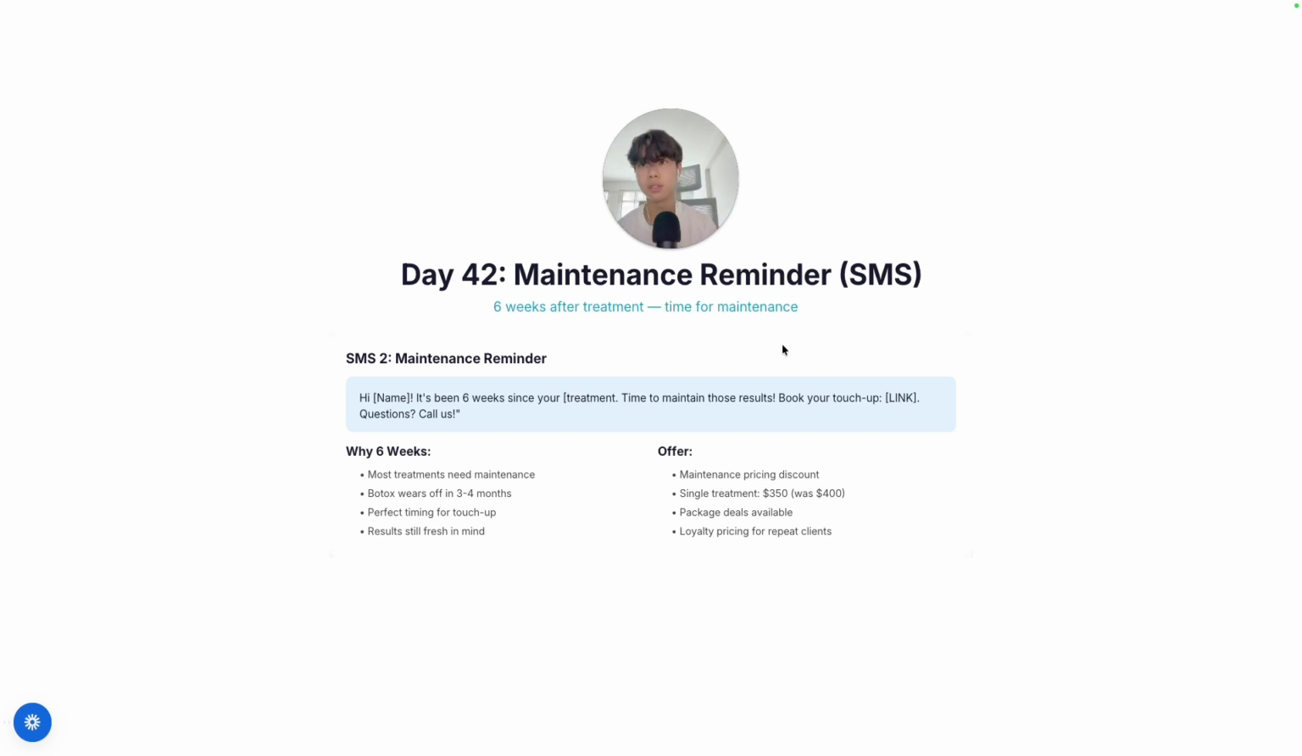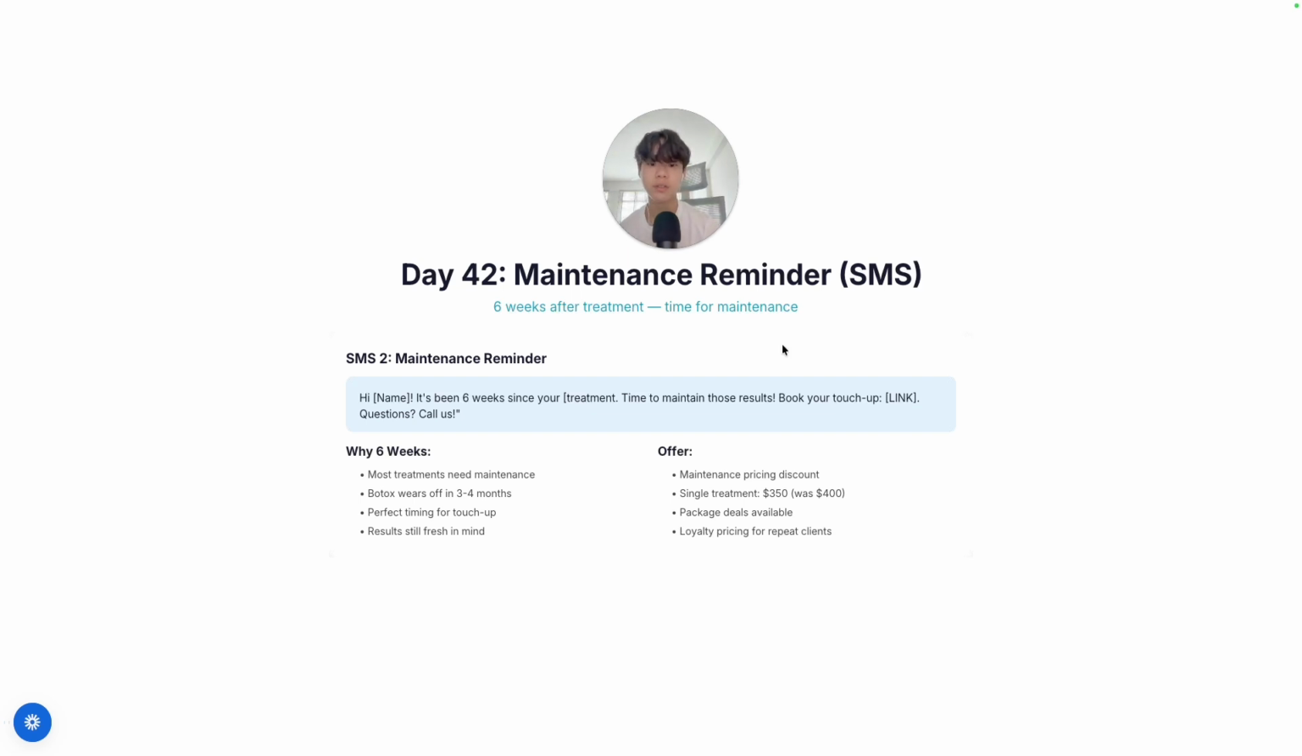And also because the results that you got for them, let's say you got them really good results, and the results are still very fresh in their mind. Okay, so for the maintenance reminder, you want to give them a specific offer, like a discount, because they're doing a maintenance. Give them a pricing discount, and you can say, single treatment is $50 off, and because right now you're doing maintenance, you get $50 off.